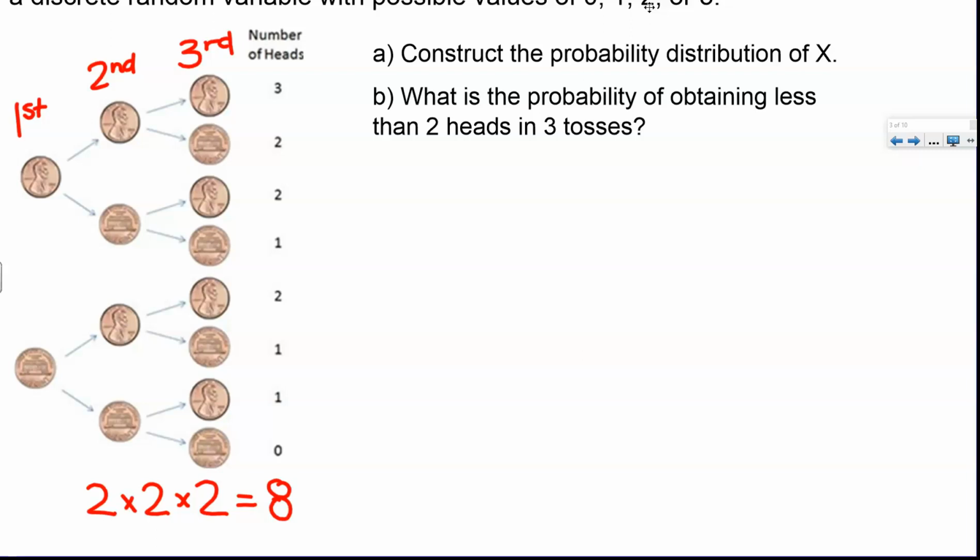All right, so the first part wants us to construct the probability distribution of X. So we're wanting to see, what are all the possible outcomes for X, and then what are the probabilities for each of them.